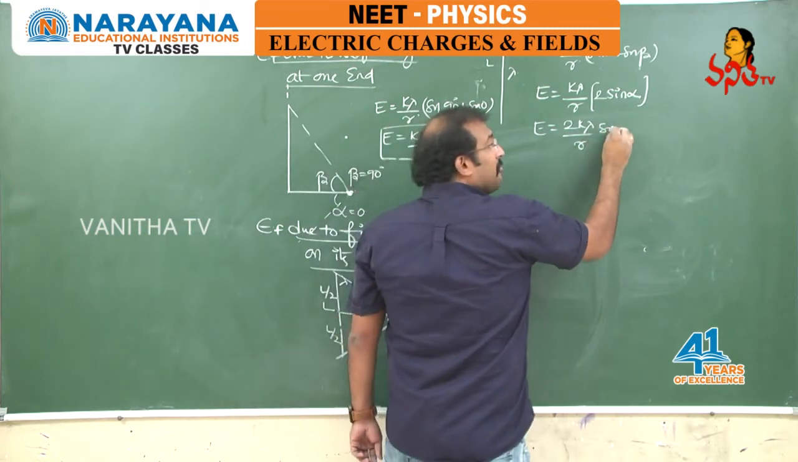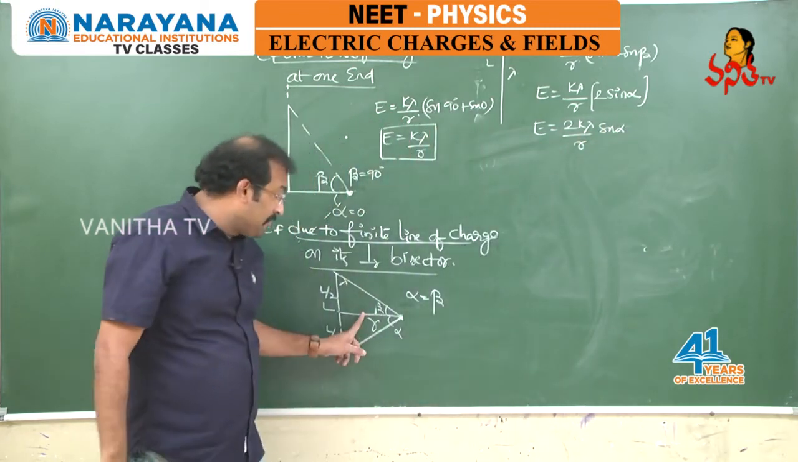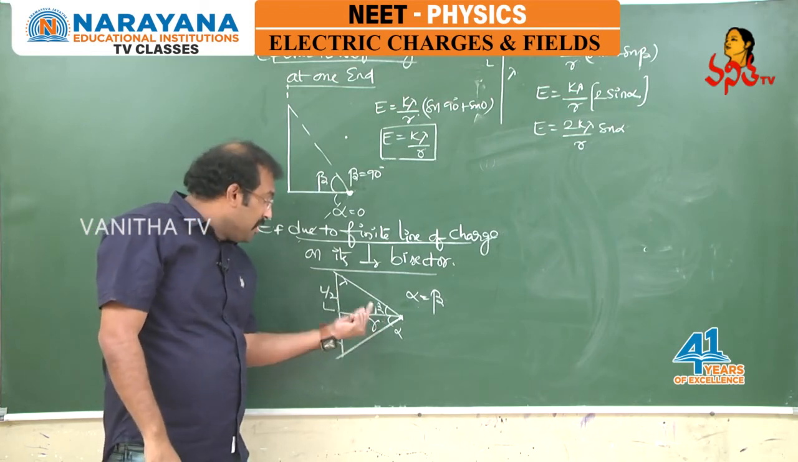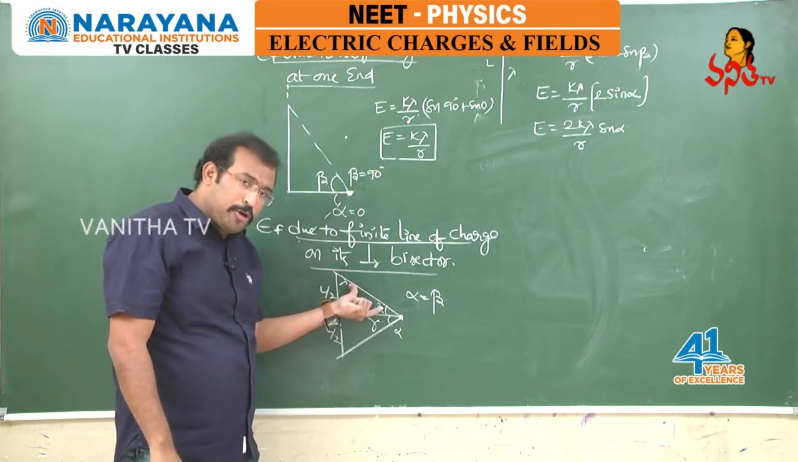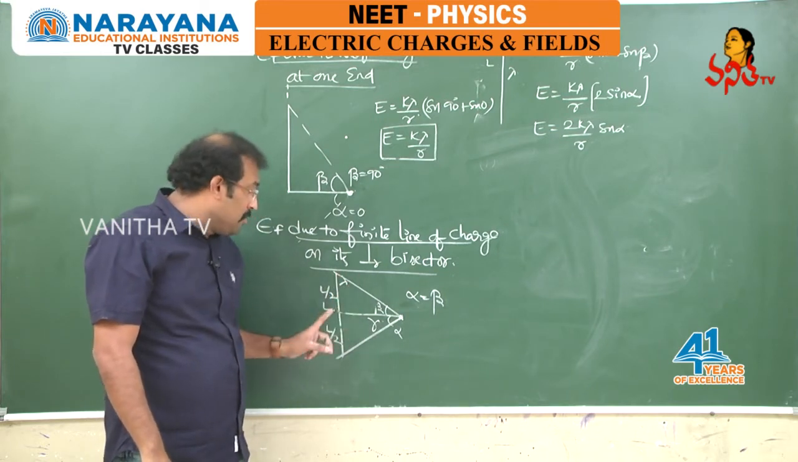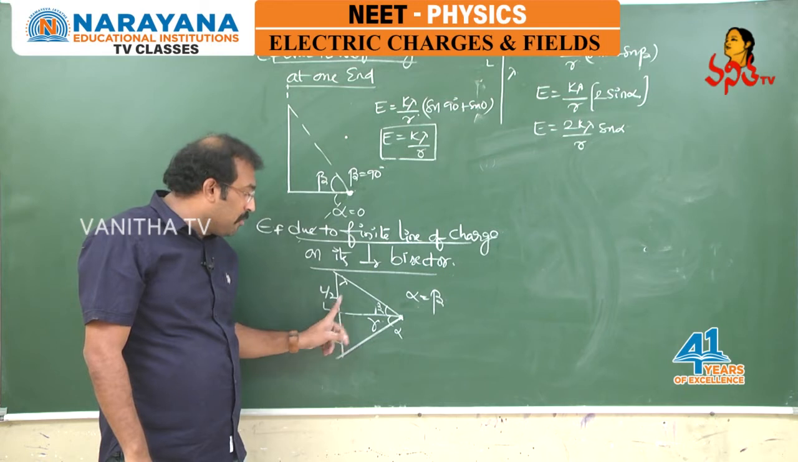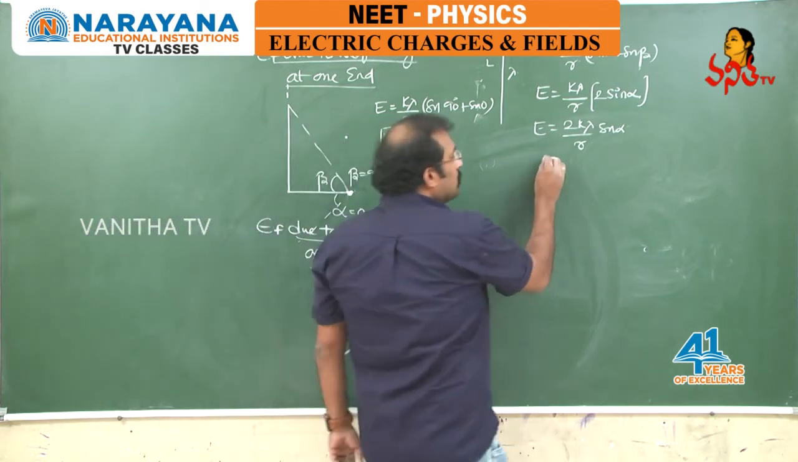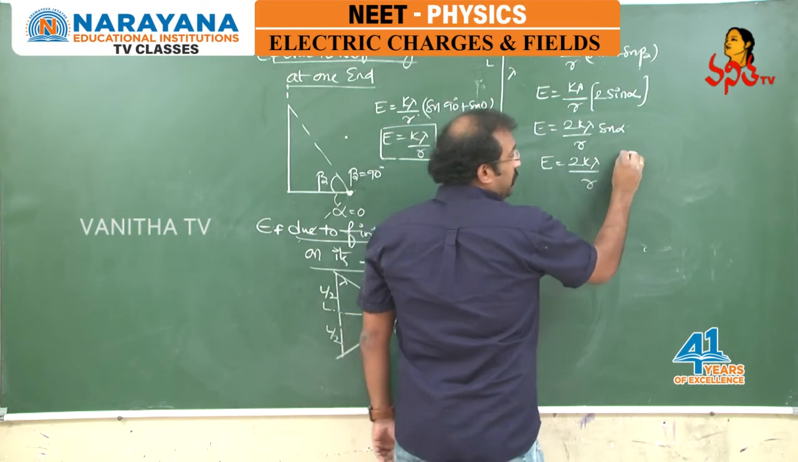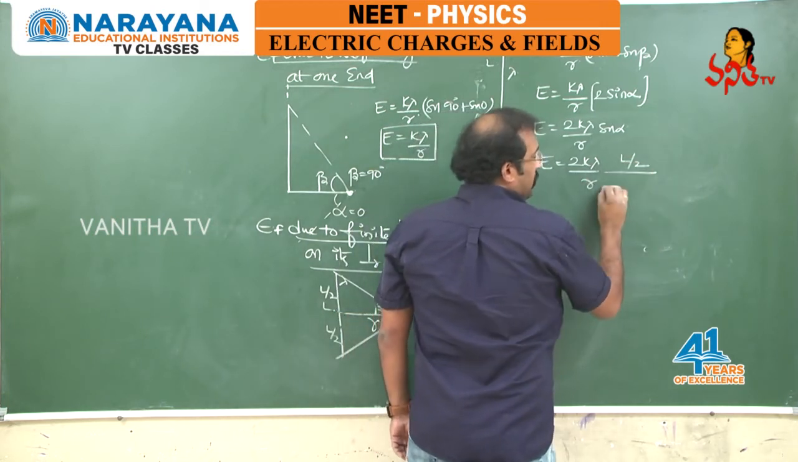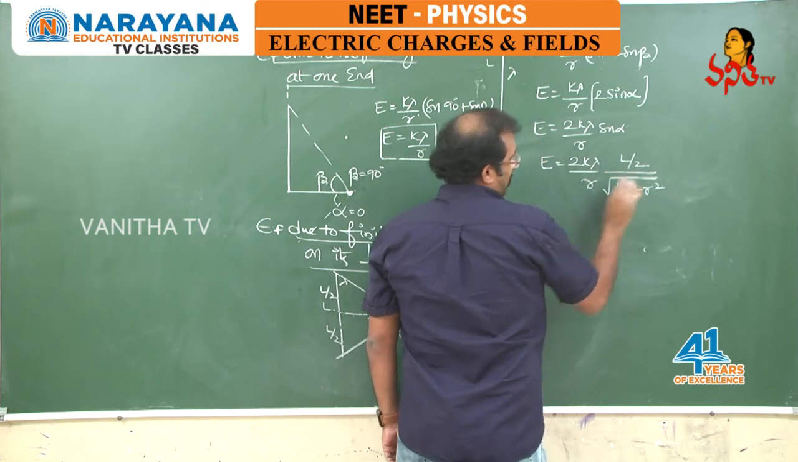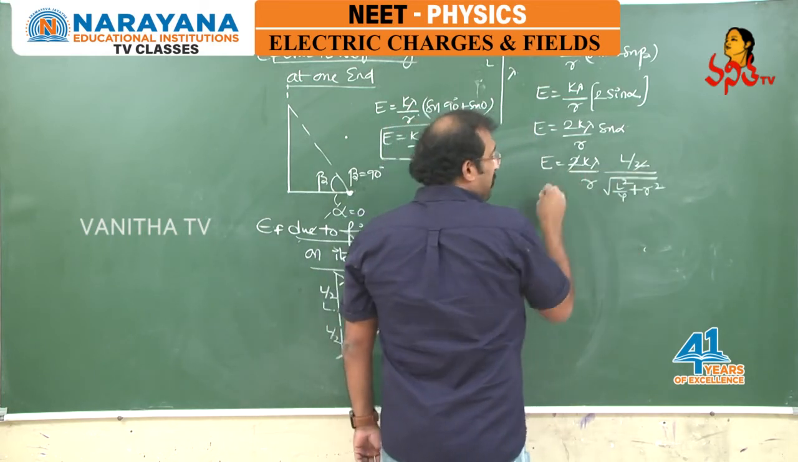What is this sine alpha here? Either you can take alpha or beta. Sine alpha is opposite side by hypotenuse. Opposite side is L by 2. Hypotenuse will be root of L square by 4 plus r square. So E is equal to 2k lambda by r into L by 2 by root of L square by 4 plus r square. So you can simplify it.